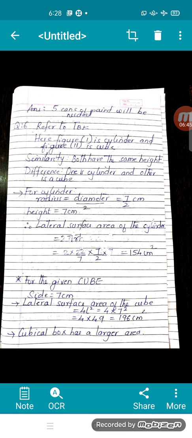For the given cube, side is 7 centimeter. Lateral surface area of the cube is equal to 4L square, which is 4 into 7 square, 196 centimeter square. So which one has larger area now? Cubical box.